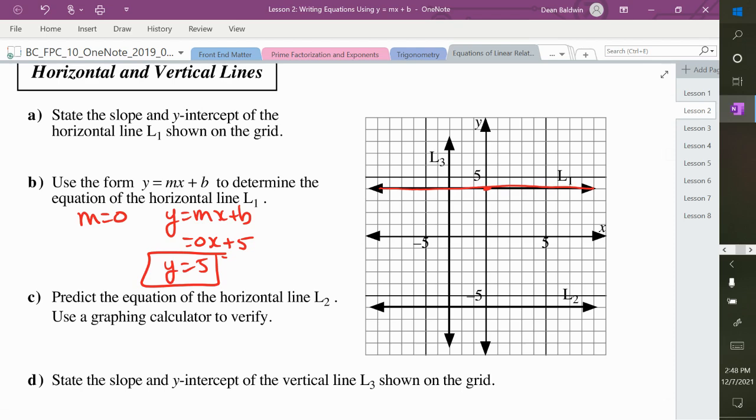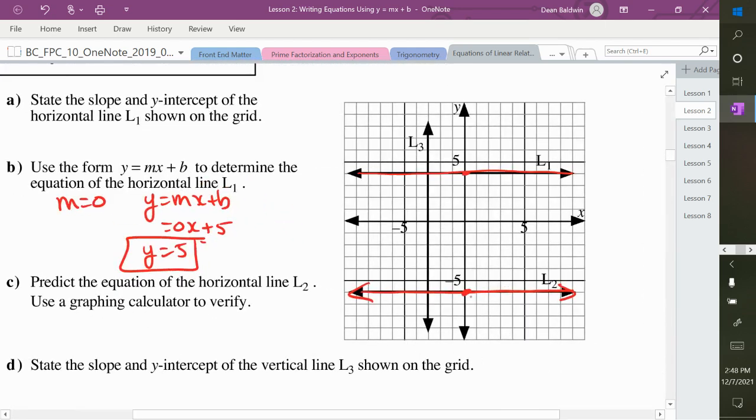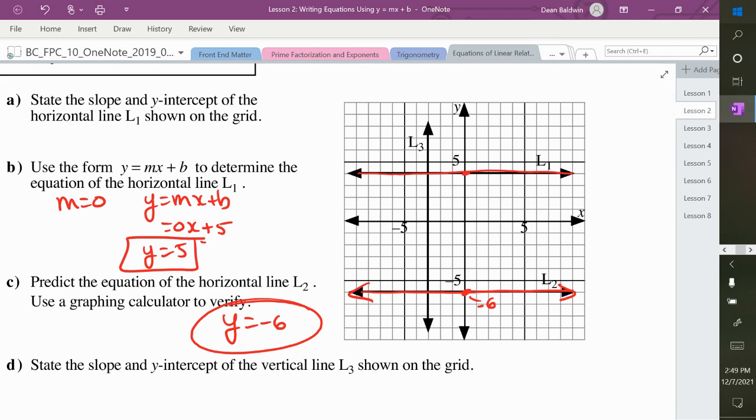Okay? So what's the equation of L2 here? Y is equal to negative 6. You just go to the y-intercept, which in this case is negative 6, and you get y is equal to negative 6. That's it. You know it's a horizontal line, because it is 0 times x, and 0 times anything, it doesn't matter what my x value is, is 0. So if it's just y equals a number, you know it's a horizontal line and it has a slope of 0.